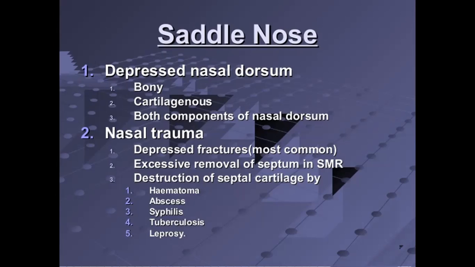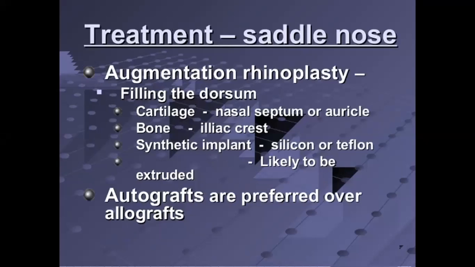Then tuberculosis, the secondary tuberculosis can be there. Then leprosy is a very important cause. Leprosy is one of the causes, a bacterial infection. Now treatment. The treatment mainly needs surgery. So augmentation rhinoplasty, the reconstruction of the damaged area, is the treatment.